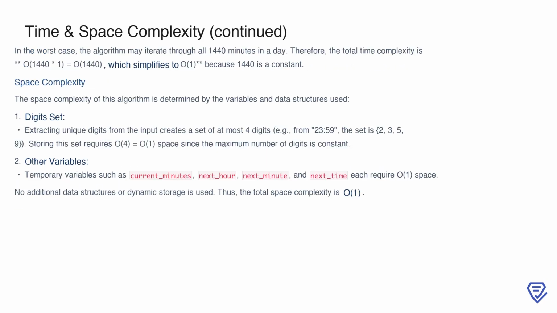Now, let's consider the worst-case scenario. Even if the algorithm iterates through all 1440 minutes in a day, the total time complexity is still O(1440), which simplifies to O(1), given that 1440 is a constant.